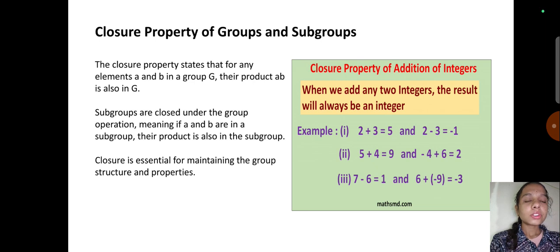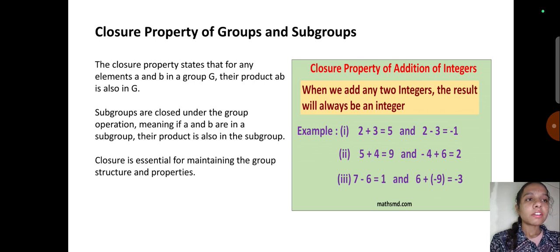And next, the closure property of groups and subgroups. The closure property states that for any elements a and b in a group G, their product ab is also in G. Subgroups are closed under the group operation, meaning if a and b are in the subgroup, their product is also in the subgroup. Closure is essential for maintaining the group structure and properties.